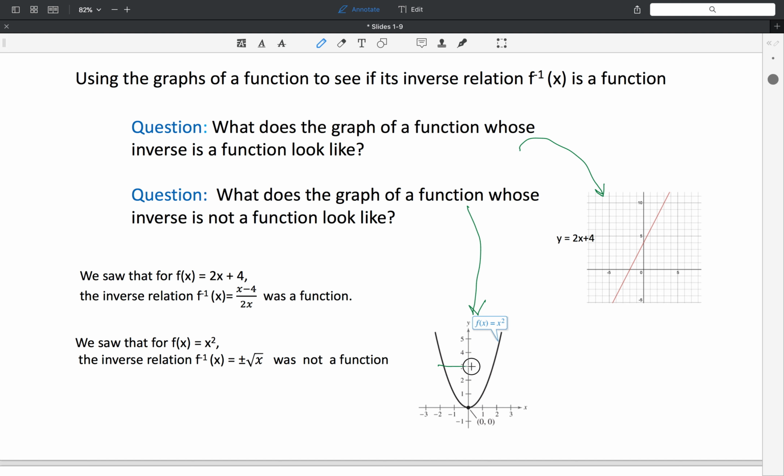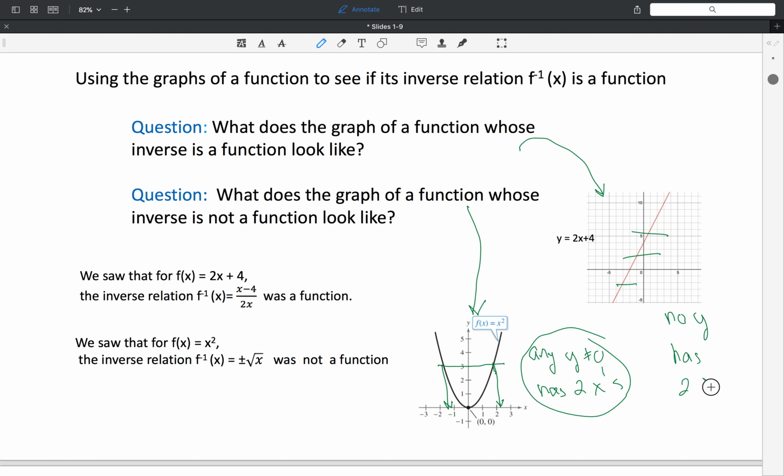And remember here the problem is that if I take any output, I'm going to have two x's here. So any y has two x's. Well, any y that's not equal to 0. Okay. And here, if I keep doing that, no y has two x's. Okay.